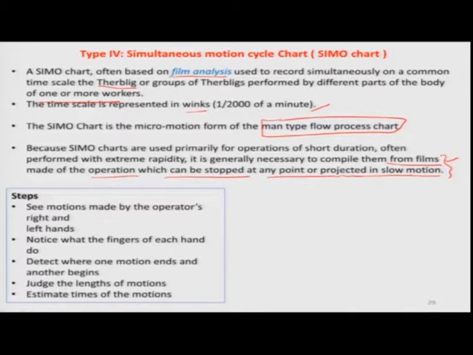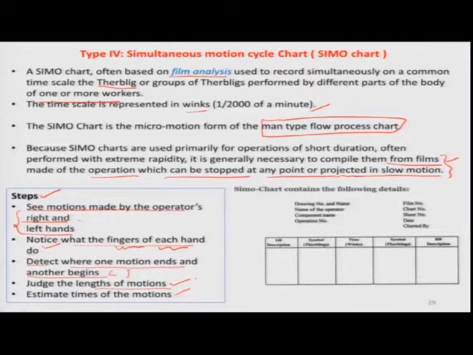Okay. What are the basic steps for a SIMO chart? Step: see the motions made by the operator's right and left hand. So first, using the video recorder, the motion of the right and left hand is recorded. After that, notice what the fingers of each hand do. After that, each finger's movement is noticed. After that, detect where one motion ends and another begins, so that you can count the time. Judge the length of the motion and estimate the time of the motion.